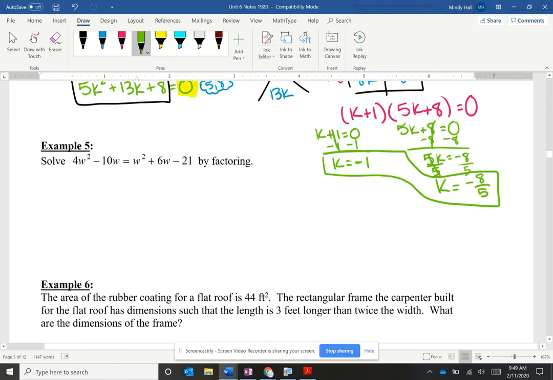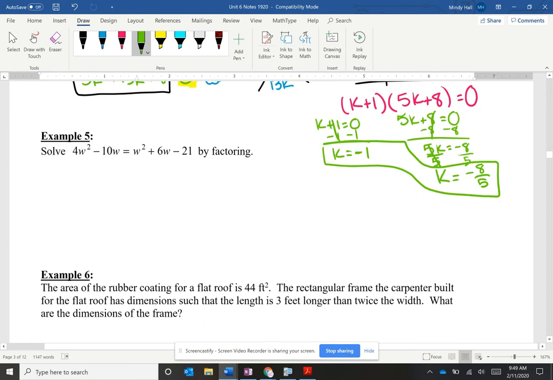Okay? So, example 5. With this one, we're still going to have to rearrange. And honestly, you can move stuff to either side. Since there's less stuff on the left side, I would probably move that. But you could move the w squared as well if you wanted to keep your w positive. And actually, we're going to do that because it'll make factoring easier.